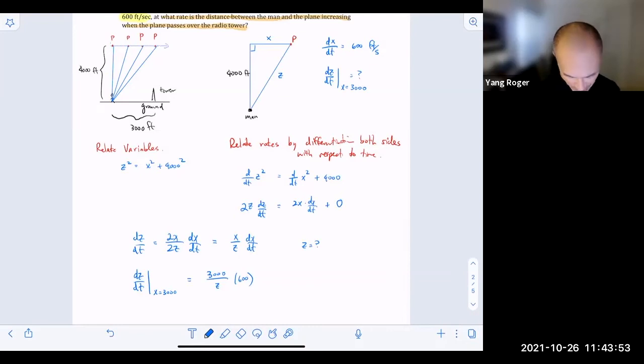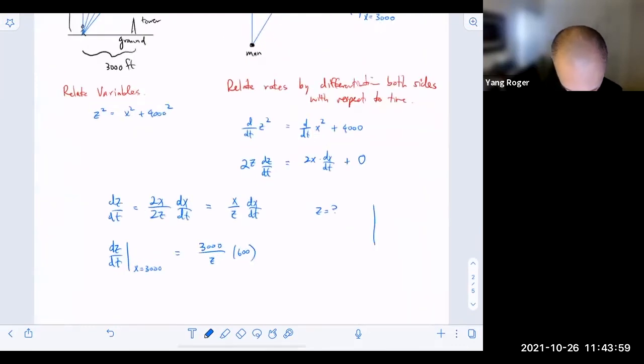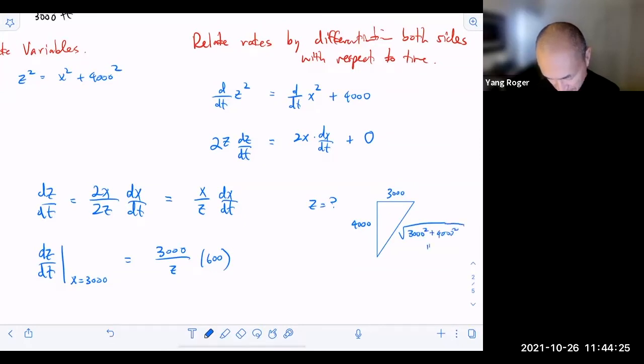That's right, Pythagorean theorem, right? So I know that my triangle kind of looks like this. It's ugly. This is 3,000. This is 4,000. This side should be the square root of 3,000 squared plus 4,000 squared. Is that 5,000? I'm guessing it's 5,000. It's 5,000. Does that make sense?